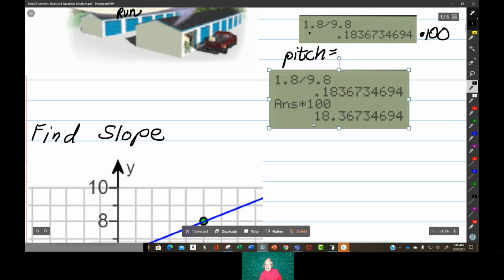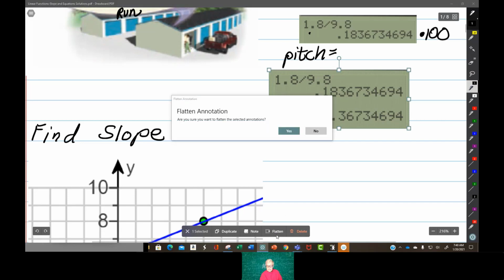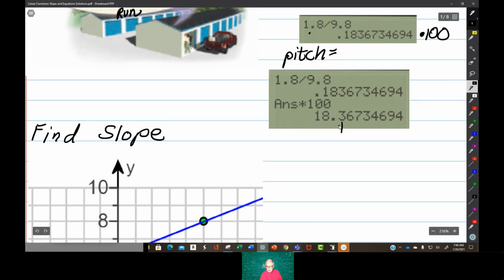Okay, I've got 18.36734694, and this actually goes on forever. So what I have to do is round to one decimal place, which means I look over one place to the right. This 6 is big enough to make the 3 go up to a 4. So my answer to the pitch is going to be 18.4%. That's the pitch of the roof.